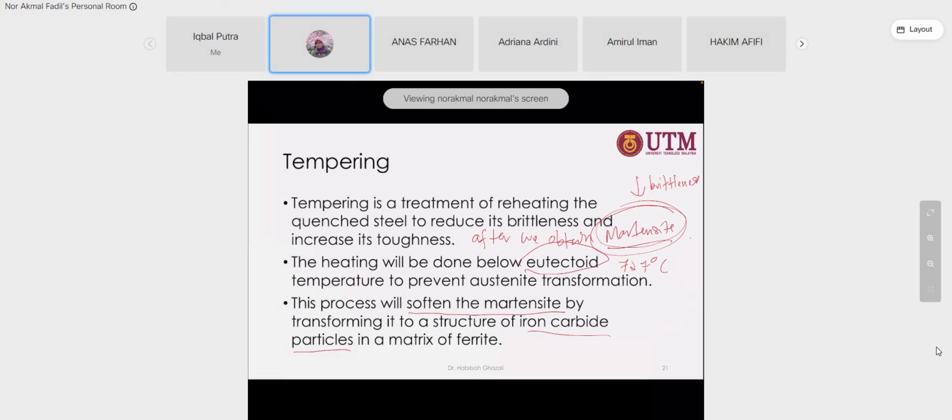Okay, so I think we should stop now because it is 3:50. We will continue this lesson in the next 2 weeks, after the mid-semester break. So I think that's all for today.